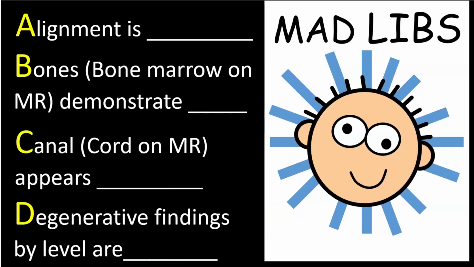Canal and the cord, you want to look for any signs of cord flattening or cord signal abnormality, and then go level by level for the degenerative findings. And it truly is a fill in the blank.